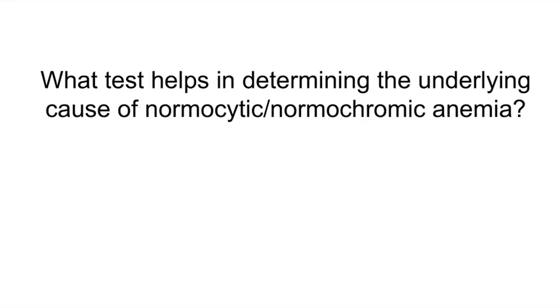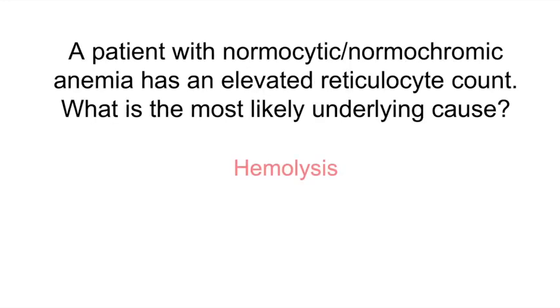What test helps in determining the underlying cause of normocytic normochromic anemia? Reticulocyte count. A patient with normocytic normochromic anemia has an elevated reticulocyte count. What is the most likely underlying cause? Hemolysis. You can also see other signs of increased red blood cell destruction, such as increased indirect bilirubin, increased LDH, an enlarged spleen, and a decreased haptoglobin.